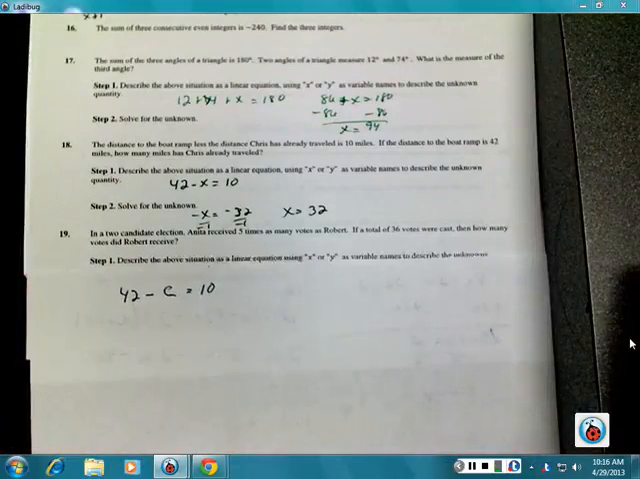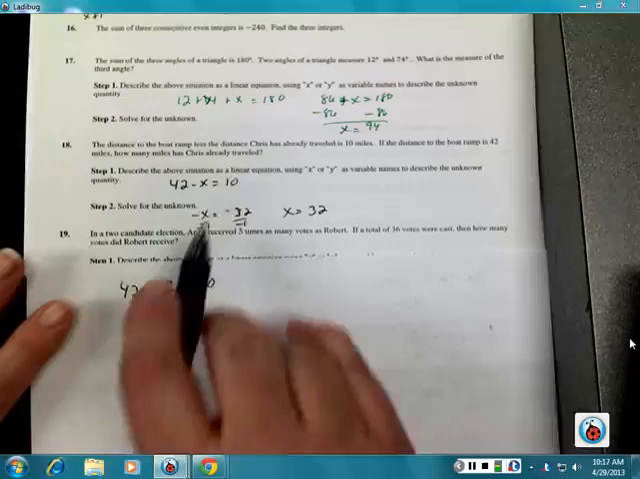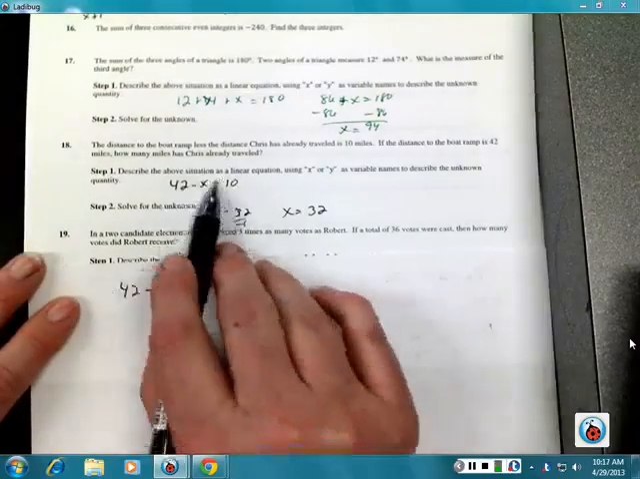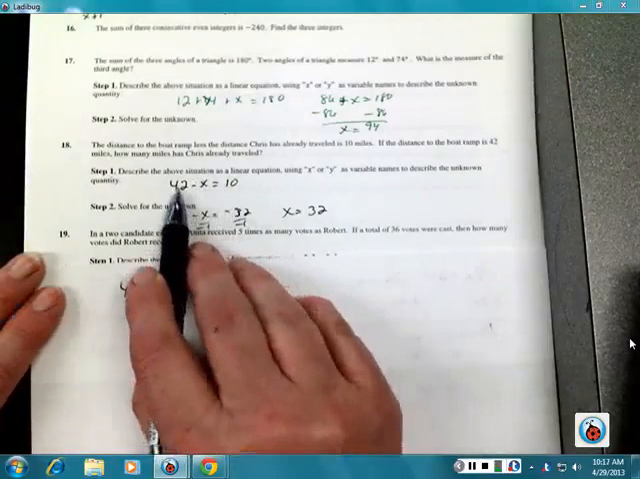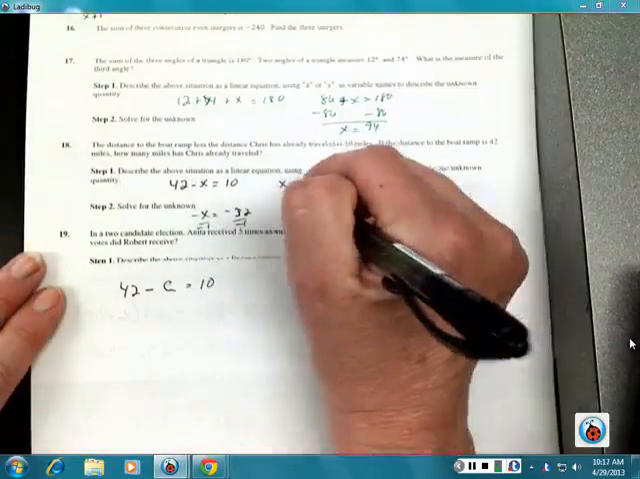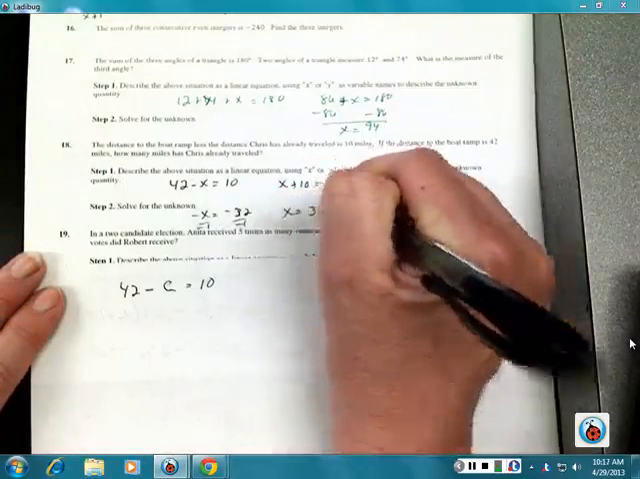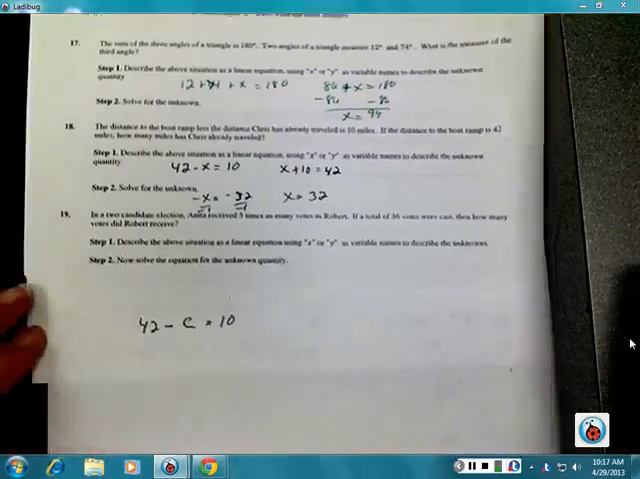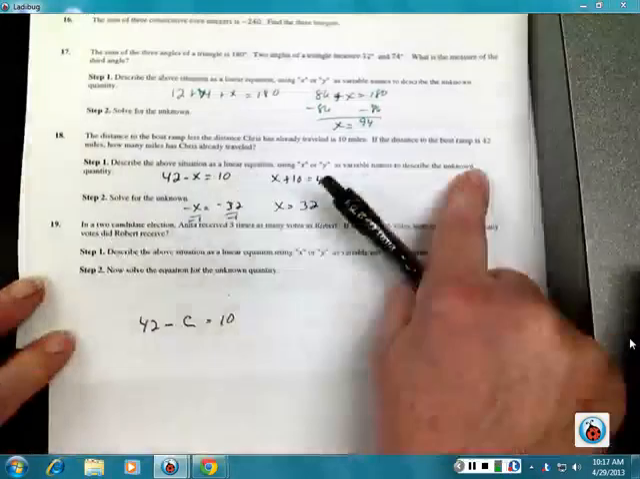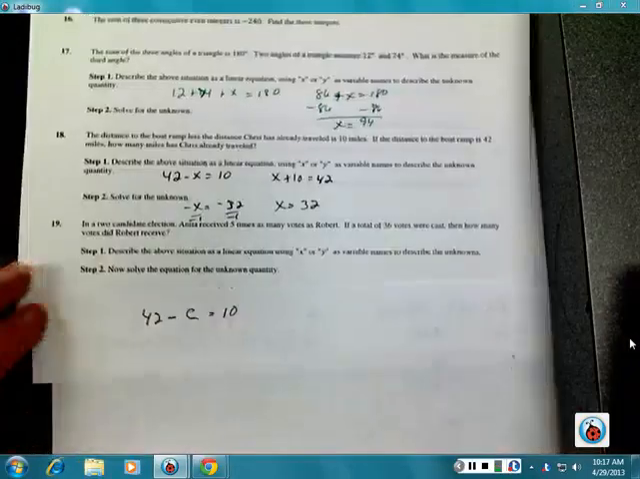Could it be x minus 10 equals 42? No, it would have to be x plus 10 equals 42 if you do it that way. Because it's the 10 plus the distance he's already traveled that will equal 42. You don't want to subtract 10 because he's not going 10 miles beyond the point. He's just getting to the exact point.